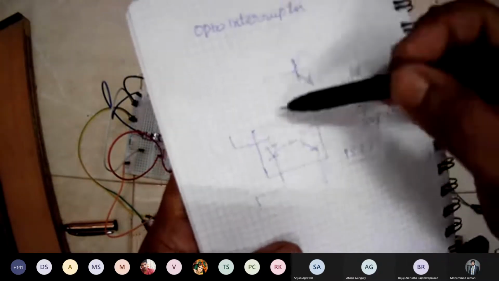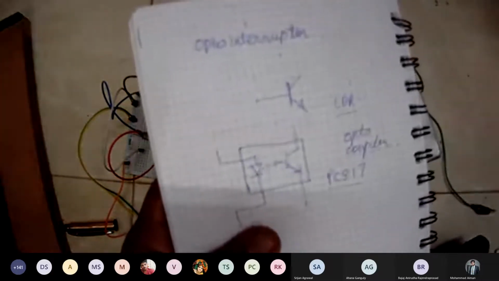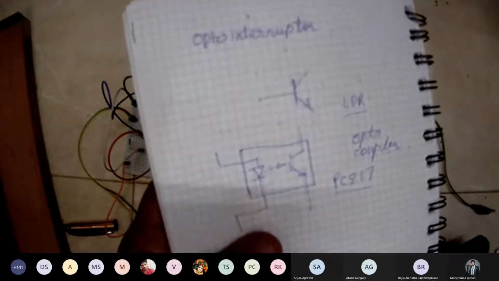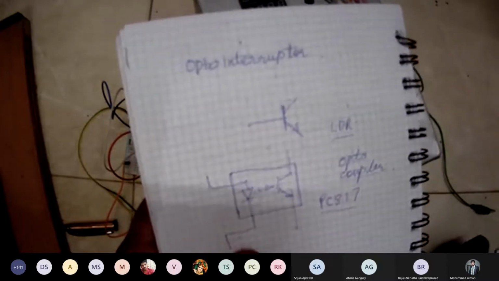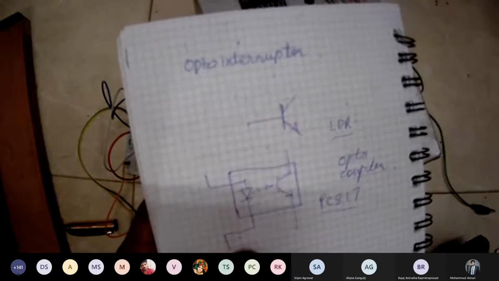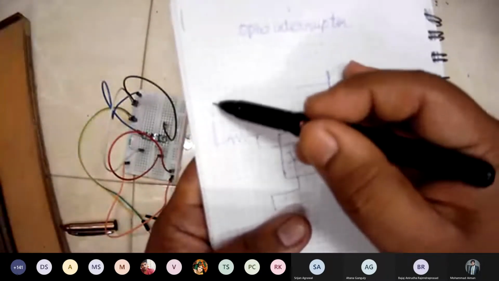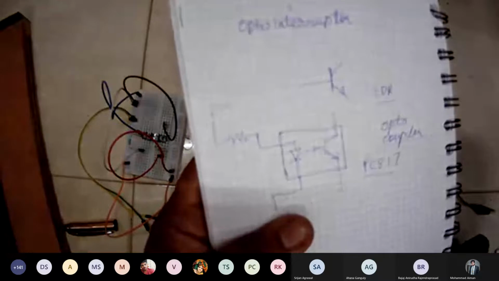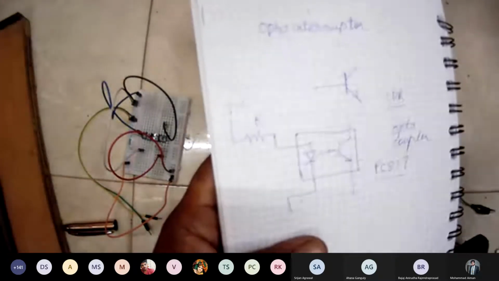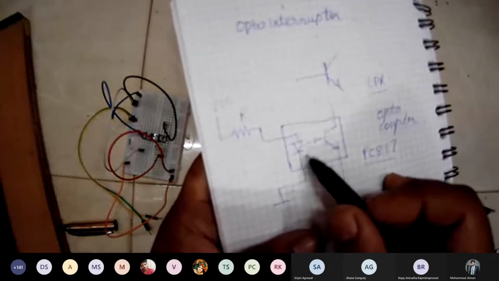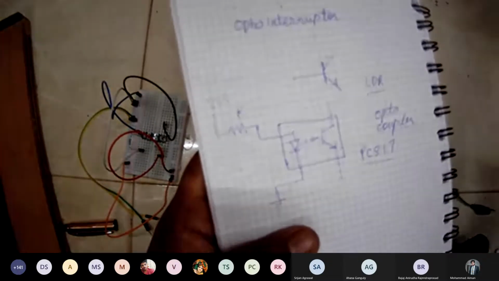You need to somehow drive this LED by some means, and in order to drive an LED, we know that we need a resistor like this, and we give a voltage source like this. So we have a VCC, we have a current limiting resistor R going across this LED and finally to ground.